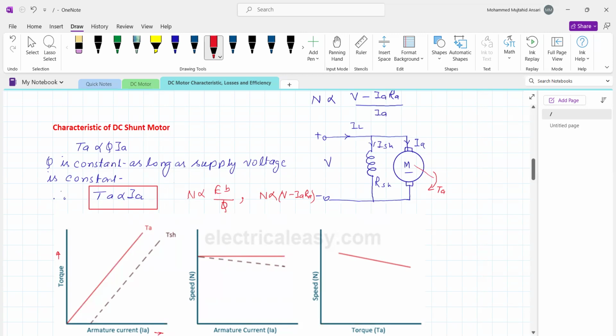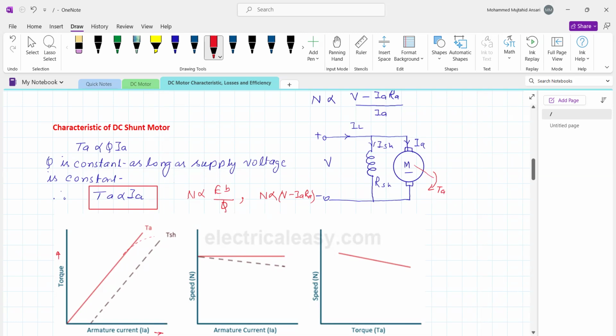But as we discussed in the DC generator, there is an armature reaction. Similar armature reaction also occurs in the DC shunt motor. Because of this armature reaction, the flux over the periphery decreases at higher load condition, so slightly the torque also decreases. The difference of these two values is nothing but the torque loss due to windage and frictional losses, and this is the shaft torque.